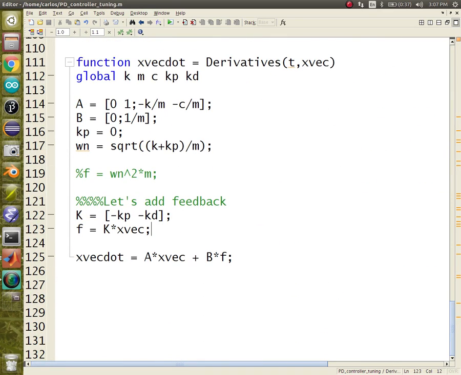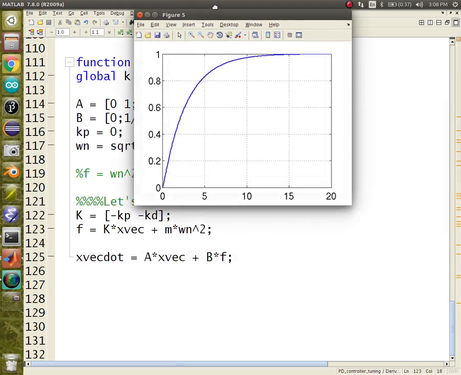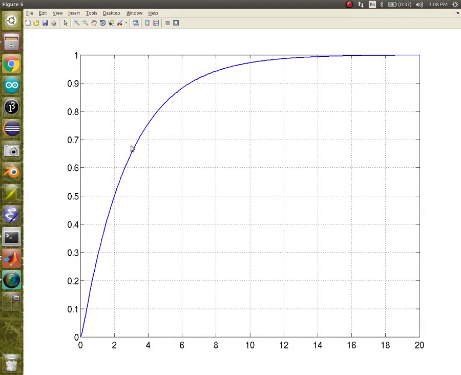Let's see, what am I missing here? Is it because there's no step input? I feel like we still need m times omega n squared in here. So this is the feedback component here, but we still need to add the step response. And I feel like in order to get this thing to go to 1, oh no, it actually worked out pretty well. But it looks like it's completely different than what we had before.